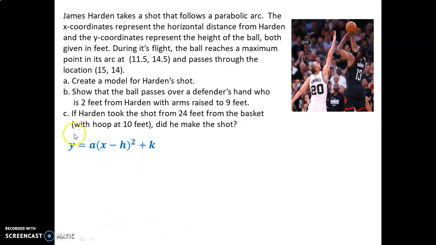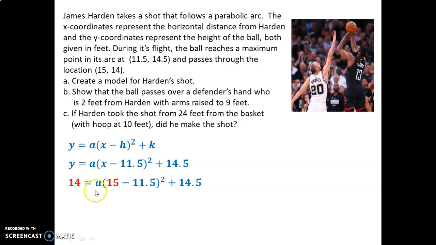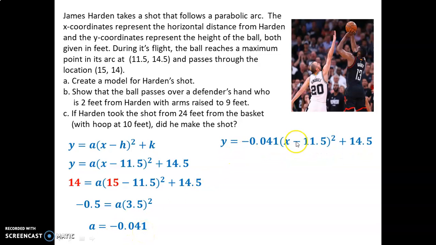First of all, creating a model for Harden's shot. Again, vertex form. We put in the vertex we are given. We put in the point we are given, (14, 15) here, and we solve for a. a this time is negative 0.041. Now that gives us our model for Harden, the full model.